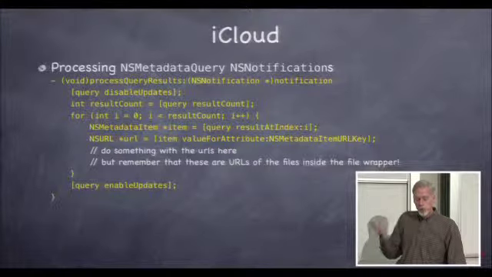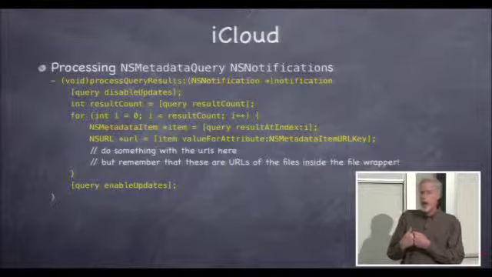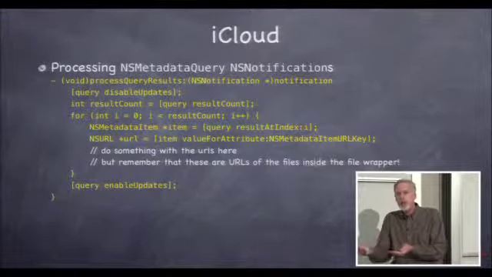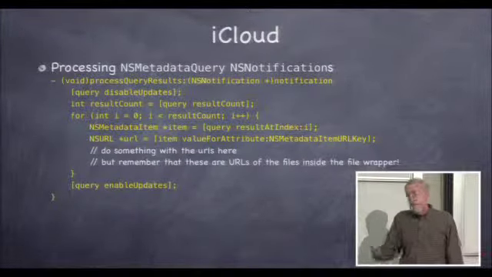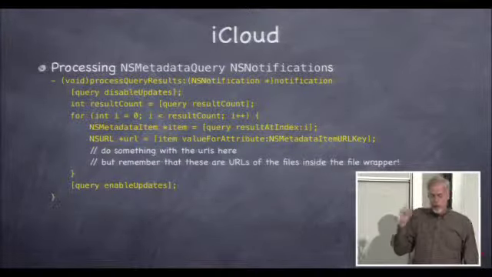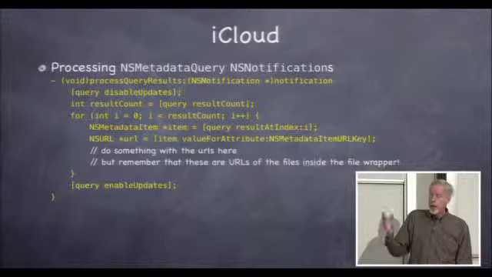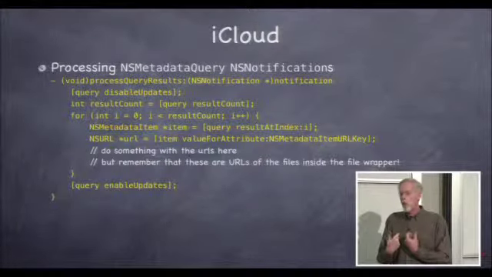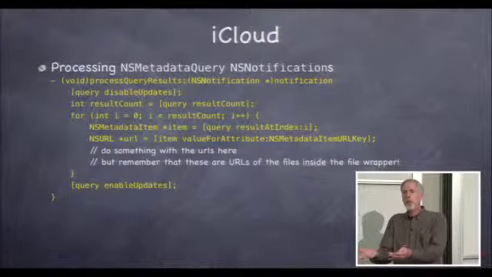So when you do a metadata query, the things that you get back are these NSMetadataItems. Now, a metadata item includes different information about the thing you queried for. One of the obvious ones is the actual URL. So you call this method valueForAttribute. That's how you get an item out of the NSMetadataItem. And the one we want is NSMetadataItemURLKey, which will give us the URL of the item that appeared or was already there in iCloud when we do the query.